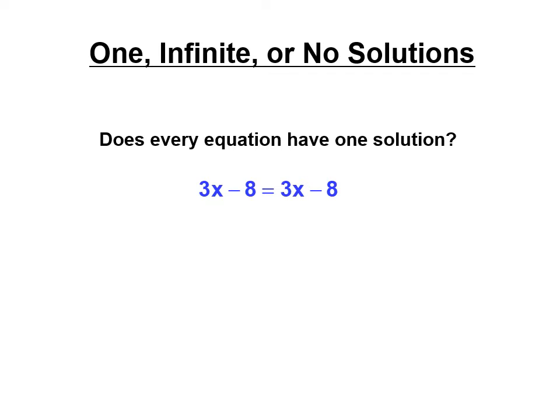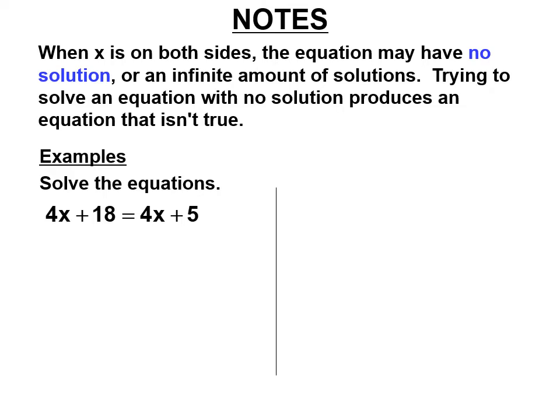Does every equation have one solution? No. In fact, this one has infinite solutions, which means every number makes it true. So let's start with ones that have no solution. This only will occur when x is on both sides of the equal sign. So let's see that. So we have 4x plus 18 equals 4x plus 5.